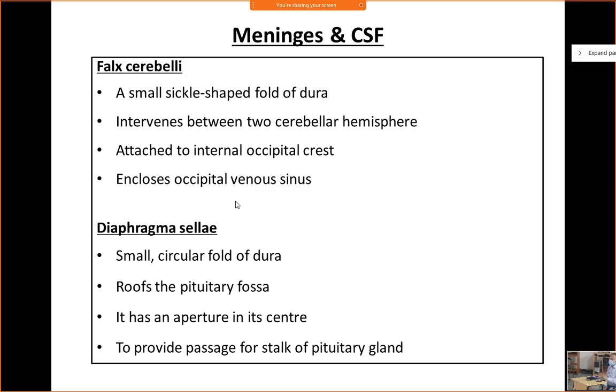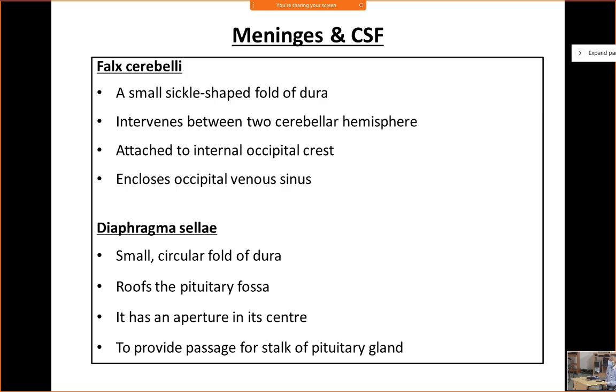That is called the transverse sinus. Then come to the falx cerebelli. So falx cerebelli, it is a small sickle-shaped fold of dura mater. It intervenes between the two cerebellar hemispheres. It is also present anteroposteriorly, but it is between the two cerebellar hemispheres. Okay, so it is beneath the tentorium cerebelli, while above the tentorium cerebelli we have the falx cerebri. While the falx cerebelli is beneath the tentorium cerebelli, between the two cerebellar hemispheres.